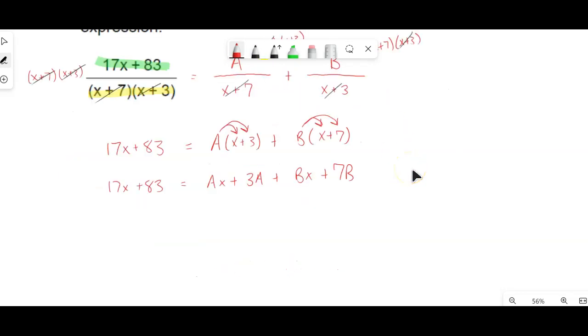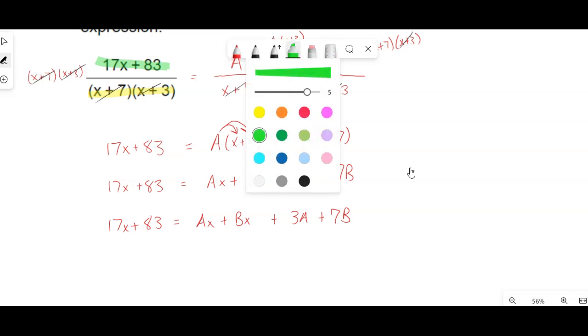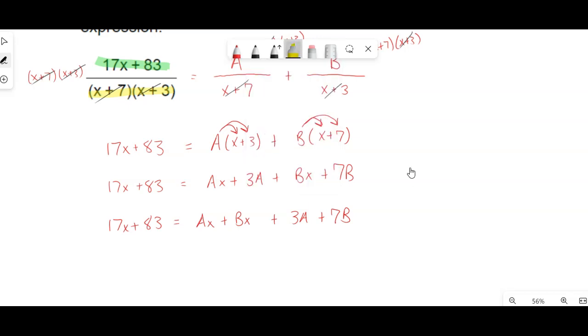Now it may not look like we have anything that we can do here, but to help you see it, I'm going to group the x's together and group the non-x's together, which would be constant terms together. And what I want you to see is, whatever a and b were, they have to add to 17x. So maybe it's like 5x and 12x. We don't know, but we know they have to add to 17.